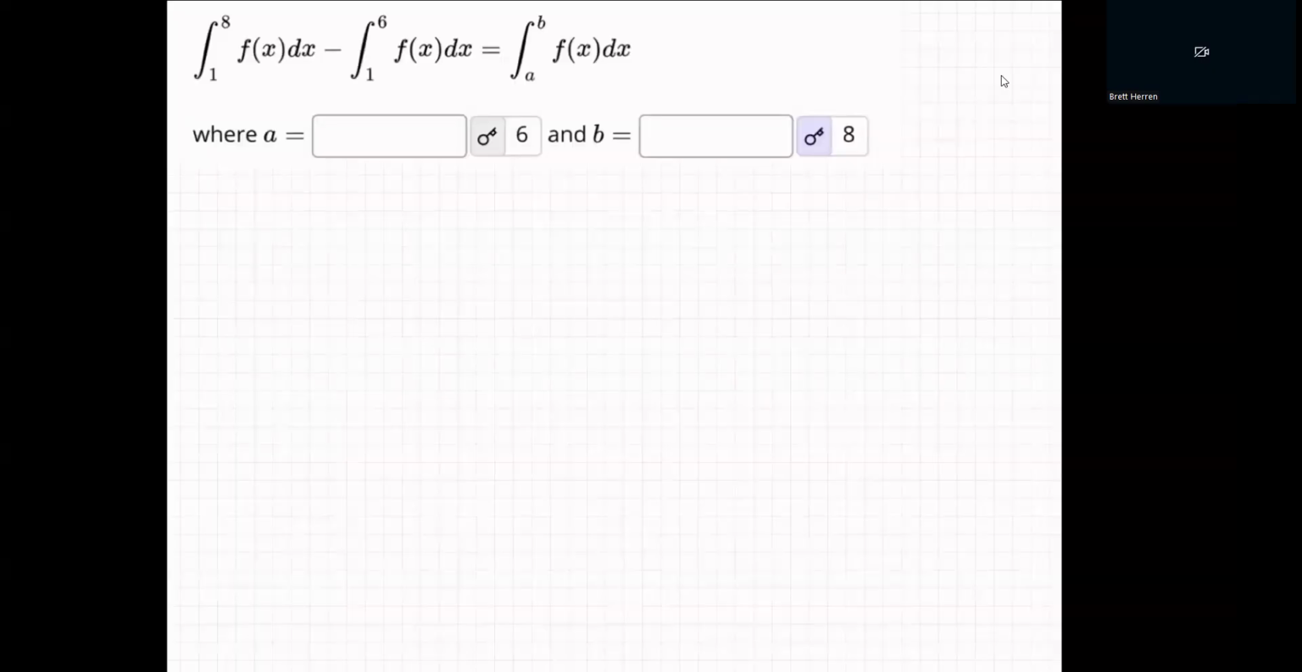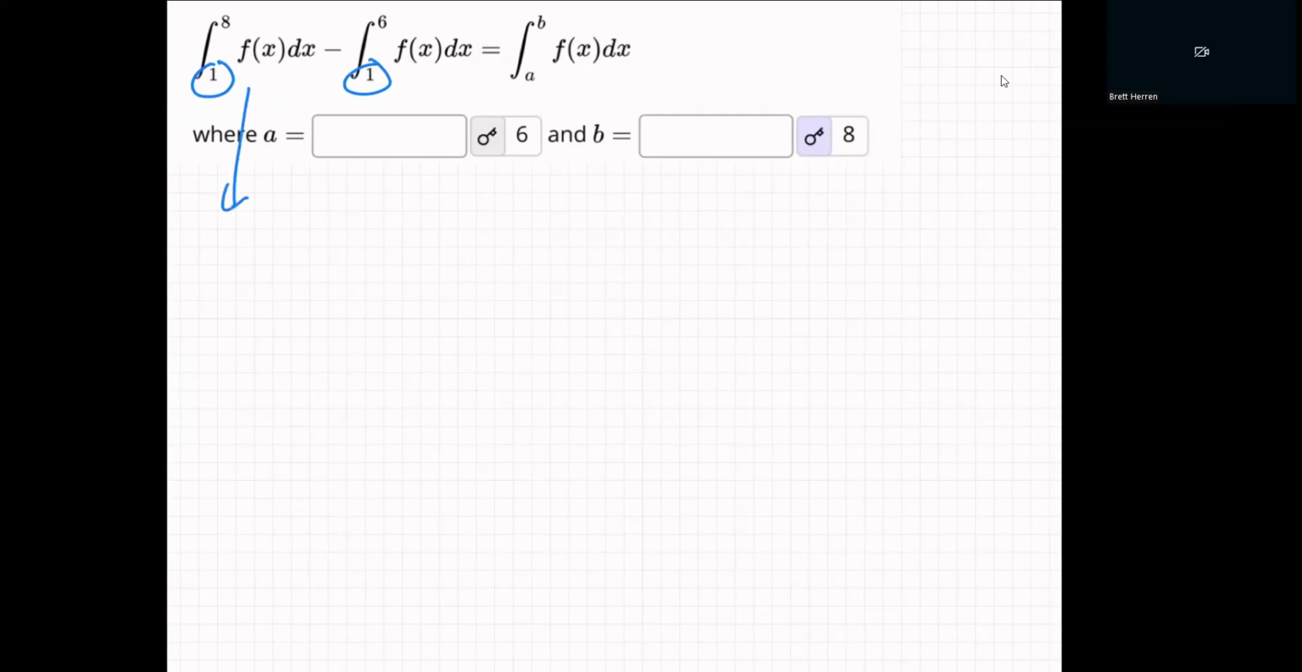In this question, they're giving us the integral from 1 to 8 of a function minus the integral from 1 to 6 of a function. And they're asking, how is that an integral from a to b of a function? Well, basically, these are like little tricks. You have to get these limits to be in the middle.